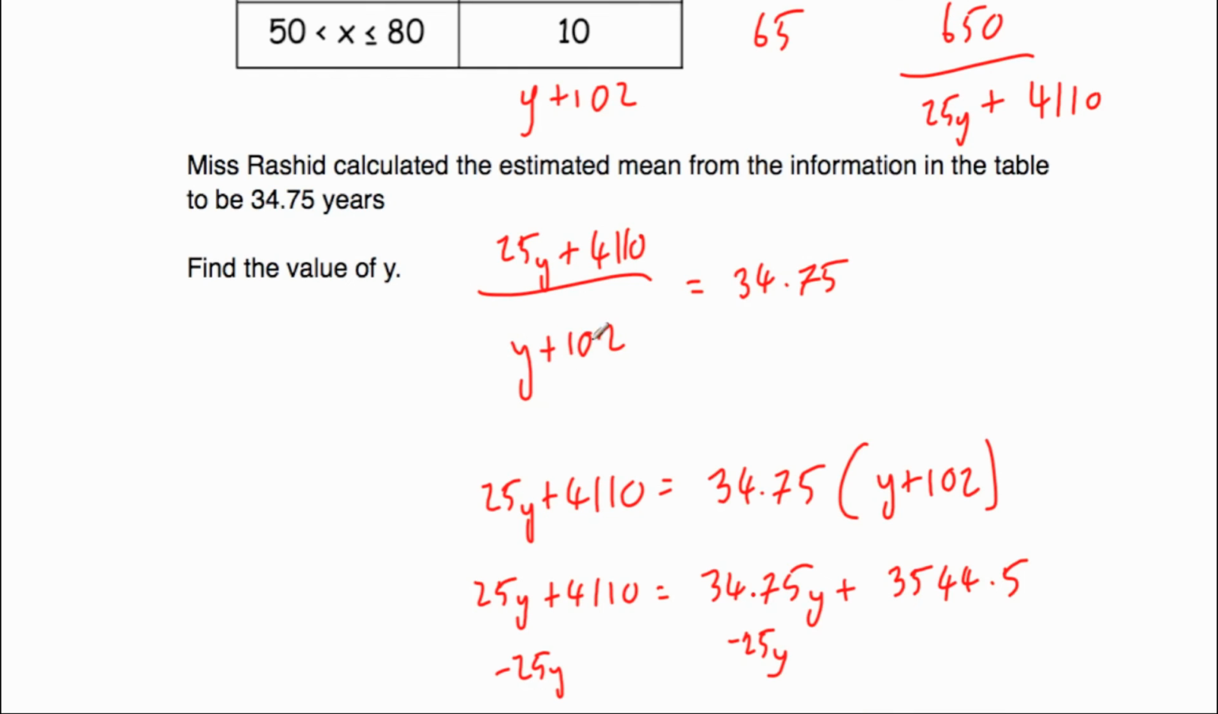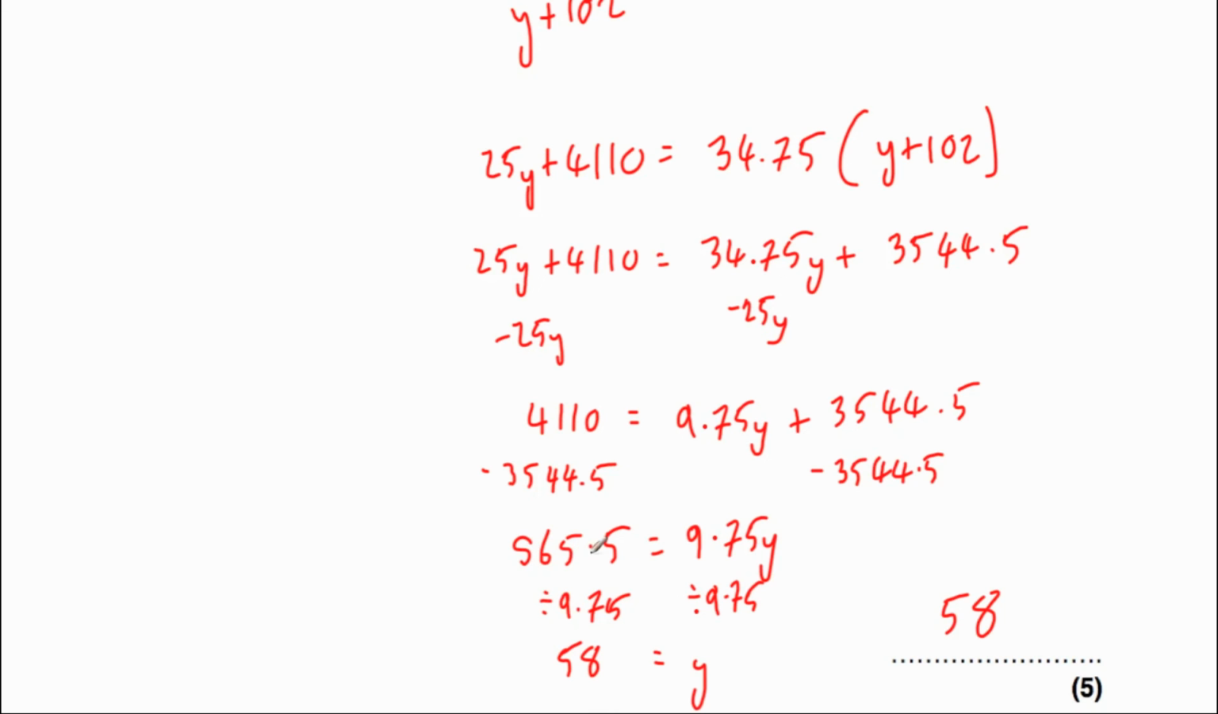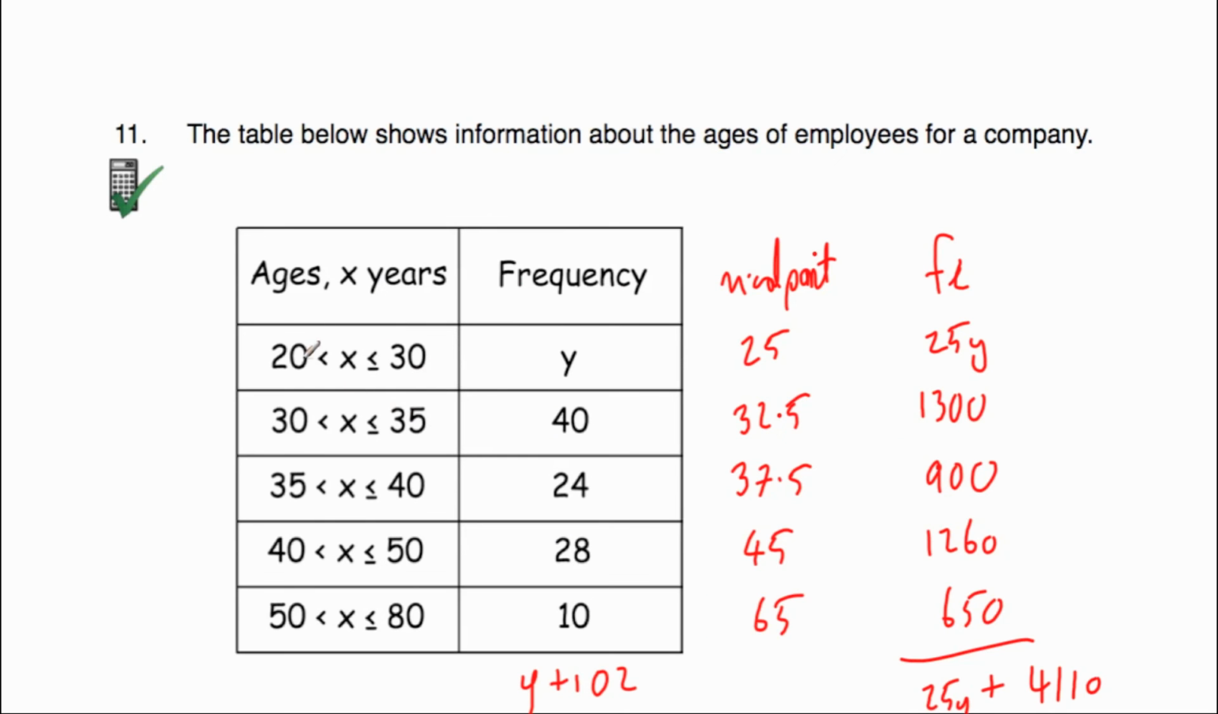Then we got rid of the y plus 102 on the denominator by multiplying both sides of the equation by y plus 102. Then we expanded our brackets. After we expanded our brackets, we had y's on both sides, so we took away 25y from both sides to leave us with just 9.75y. And then we took away the numbers, and that left us with 565.5 equals 9.75y. We divided to find what y was, and that was 58, and that's it. So that was a bit of an extension question, that question 11.